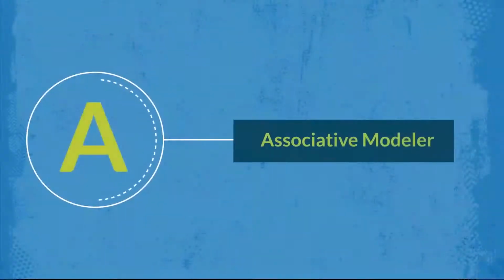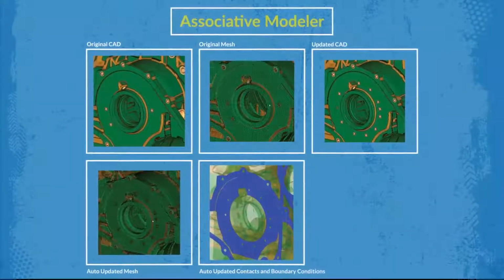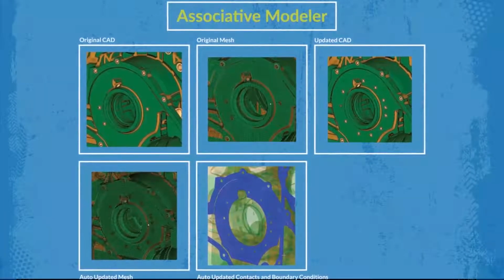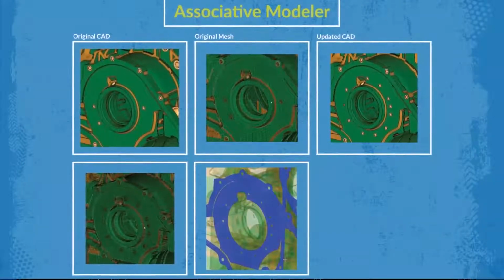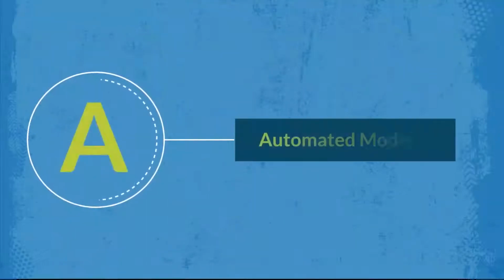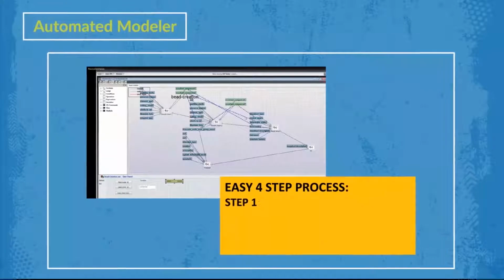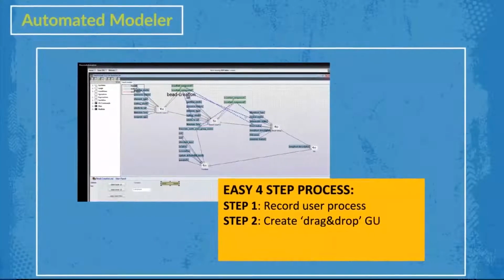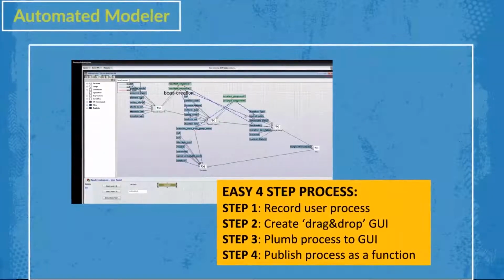A stands for Associative Modeler. MeshWorks enables a tight association between CAD and CAE data for both forward and reverse association. As and when the CAD data is updated or morphed, the mesh interface conditions get updated. A stands for Automated Modeler. Repetitive CAE processes can be automated in a user-defined GUI without any programming expertise by just drag-and-drop functionalities, which are model-independent and easy to integrate.